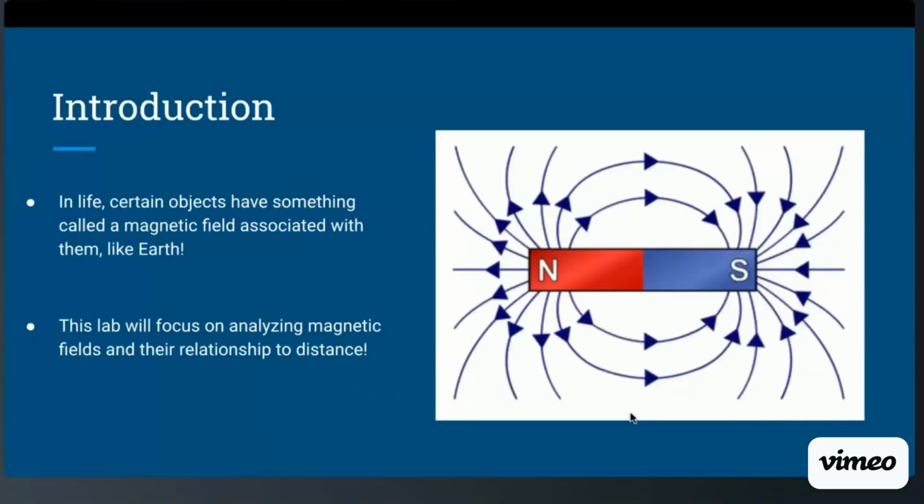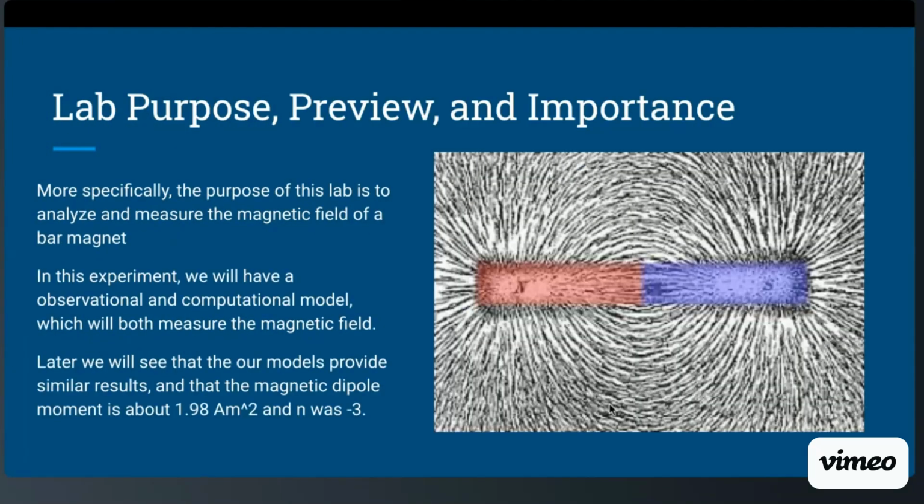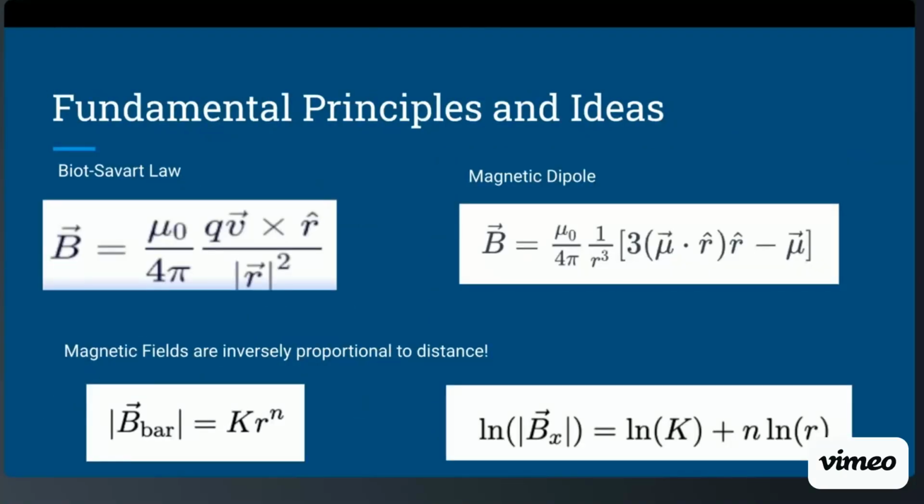In real life, certain objects have something called a magnetic field associated with them, like Earth. This lab will focus on analyzing magnetic fields and their relationship to distance. More specifically, the purpose of this lab is to analyze and measure the magnetic field of a bar magnet. In this experiment, we will have an observational and computational model, which will both measure the magnetic field. Later, we will see that our models provide similar results, and that the magnetic dipole moment is about 1.98, and n was around -3.